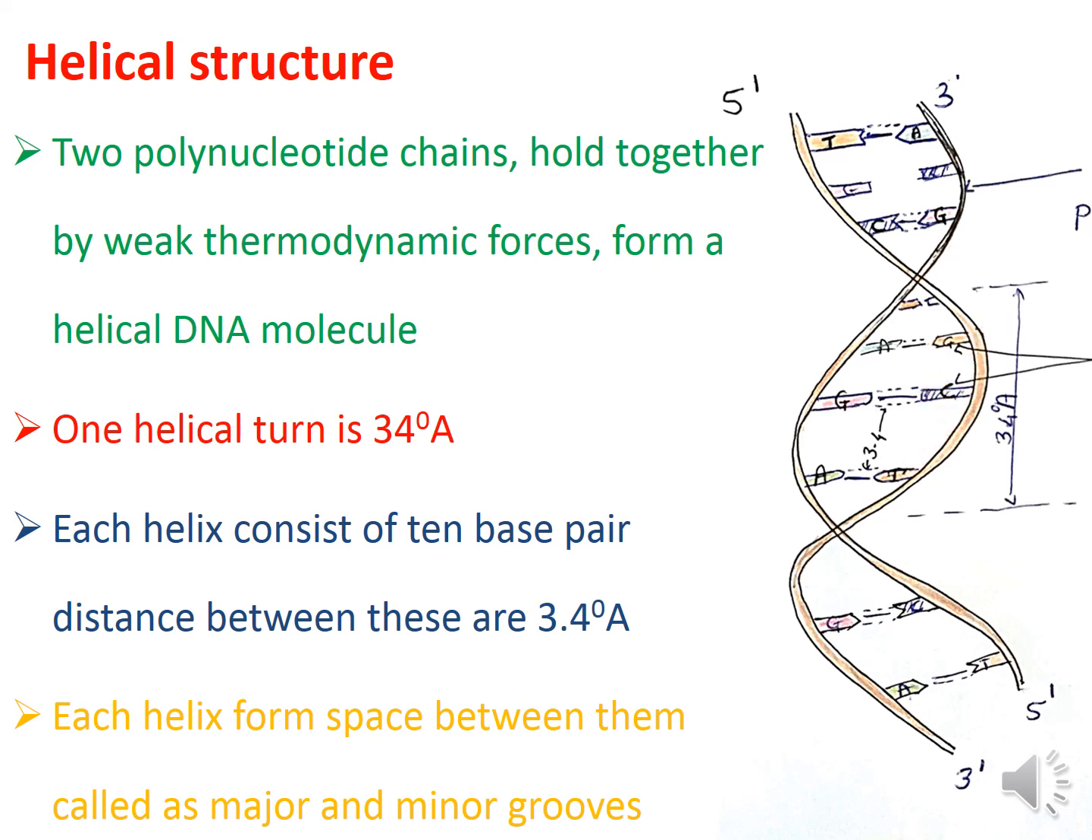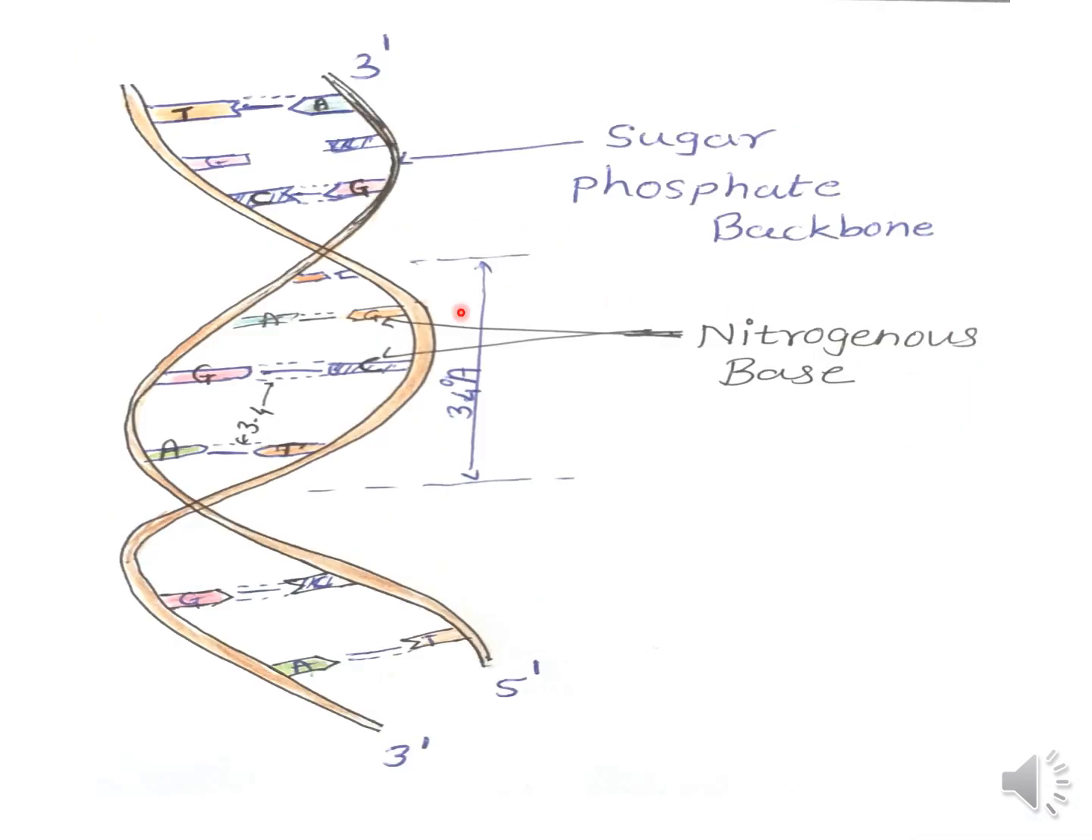This helical structure forms because the strands are held together by weak bonds and coiled around each other, and hence they form a helix. Here you can see the structure in detail. The outer layer is made up of the sugar-phosphate backbone, while the inner part is made up of nitrogenous bases. Each helix turn has a distance of 34 angstrom, and the distance between two nitrogenous base pairs is 3.4 angstrom.